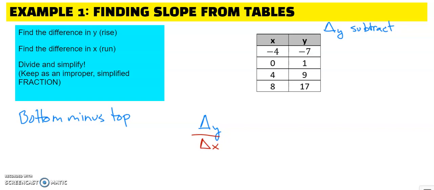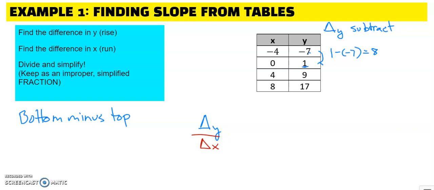We're going to look at 2 rows at a time, and then we'll look at the next group of ordered pairs. We just march down, kind of like a ladder. We just climb down. The first one that I'm looking at is 1 and -7. So bottom minus the top: 1 minus -7. Remember that double negative is addition. So that's 1 plus 7, which gives me 8.